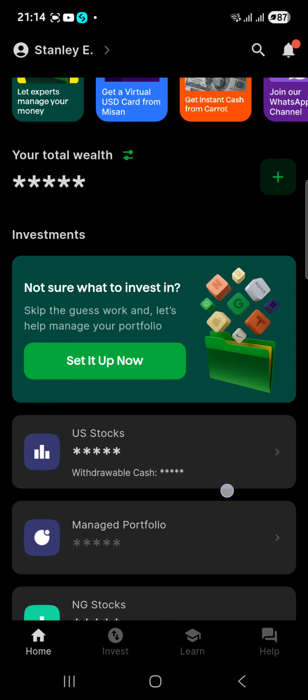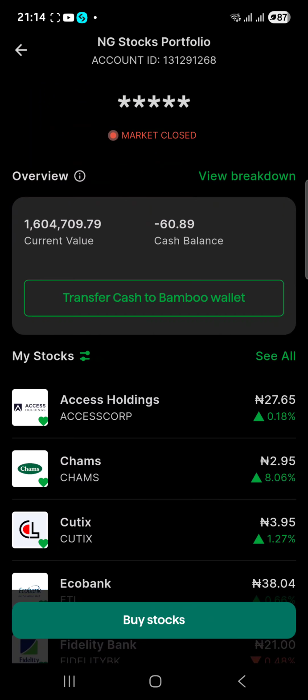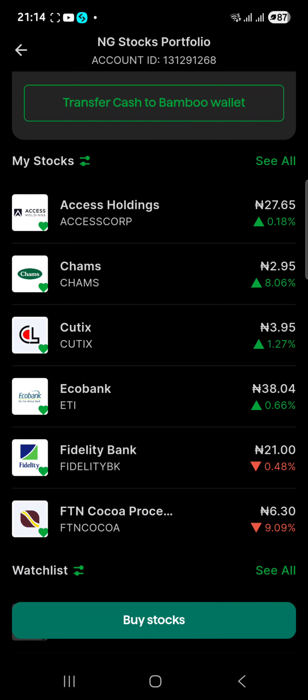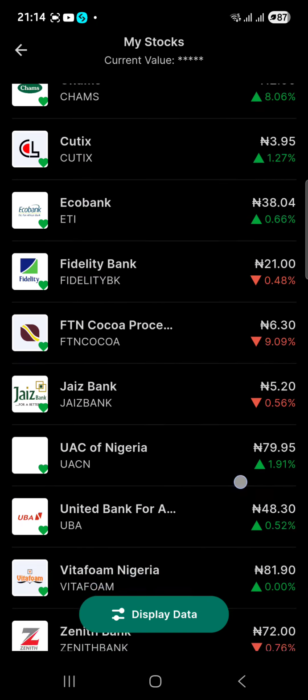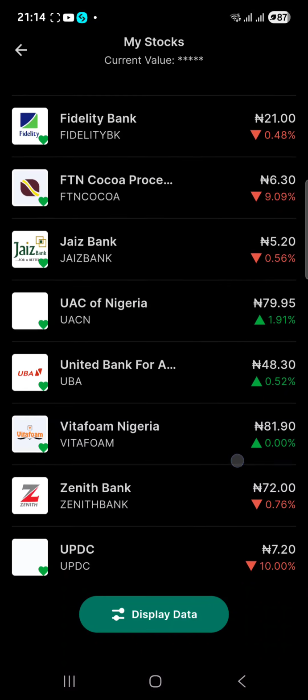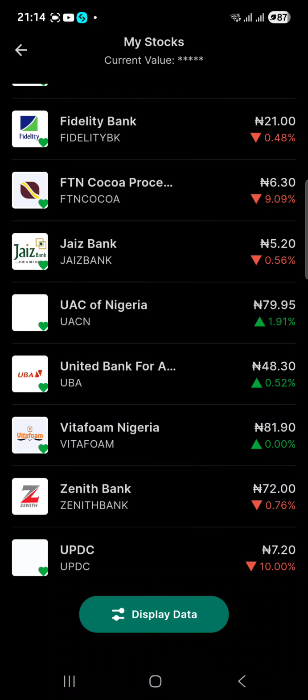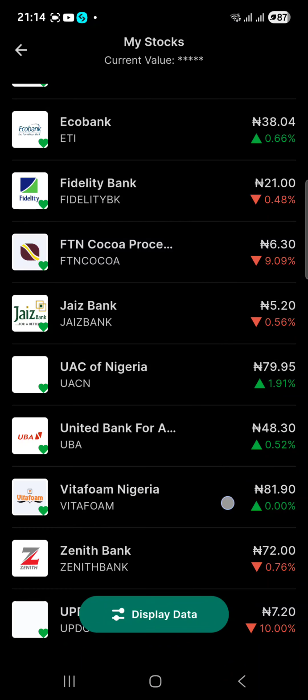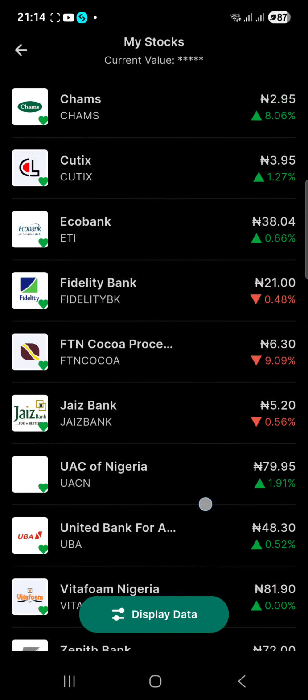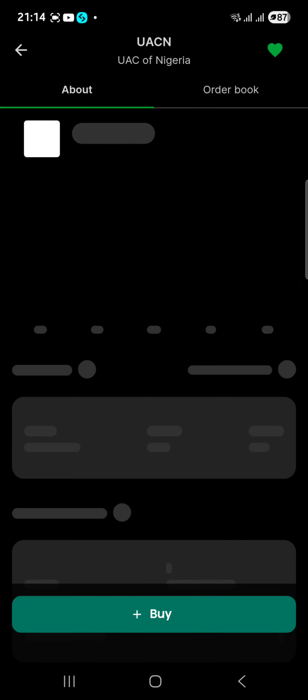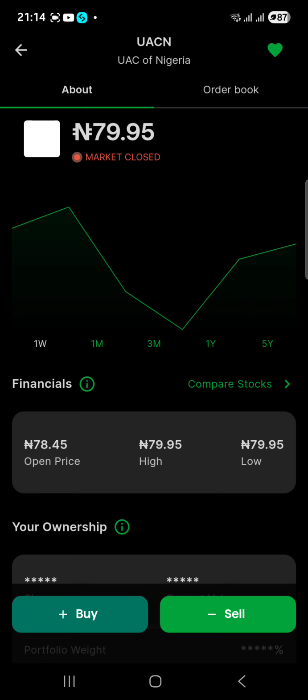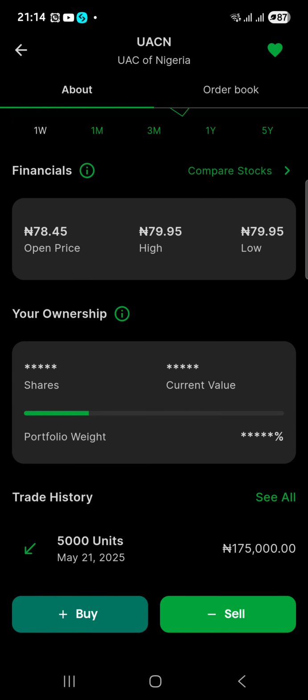The principle is easy. You go into your stock portfolio. These are my current stock portfolios. Depending on the stock you want to sell, you go into the stock. It's pretty simple, I assure you. Just click on the stock you want to sell. You will see the option of sell and the option of buy. The same principle applies. If you want to buy, you click on buy and specify the amount of units you want to buy. The same applies to selling.